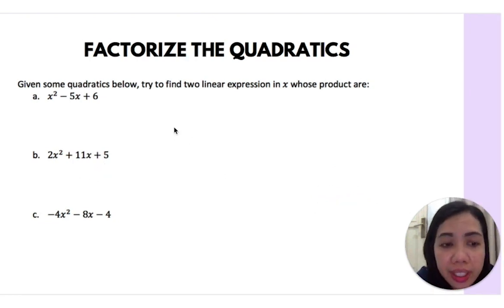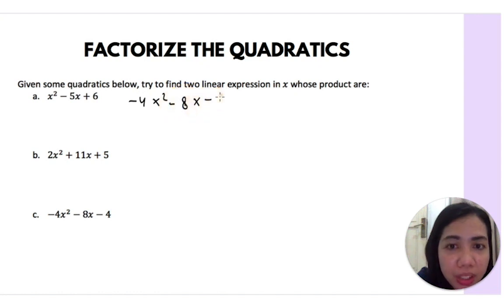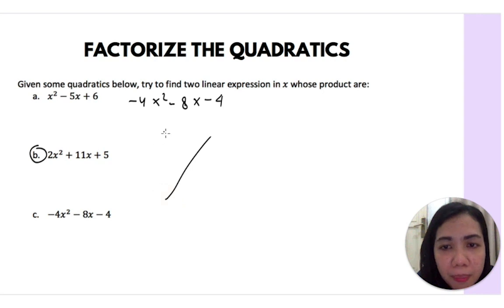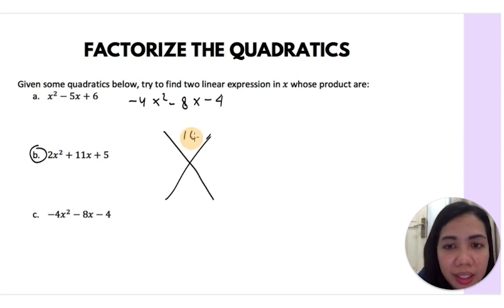So actually this is the other expression of 2x squared plus 11x plus 5. Okay, now we're going to try the last one here: minus 4x squared minus 8x minus 4. Now we want to express this into linear expressions. Actually, the way to factorize this is the same as when we did the previous one. First, I'm going to make a big X like this, and in here I'll put a times c, minus 4 times minus 4, which is positive 16, and then in here I'll put b. The value of b is minus 8.